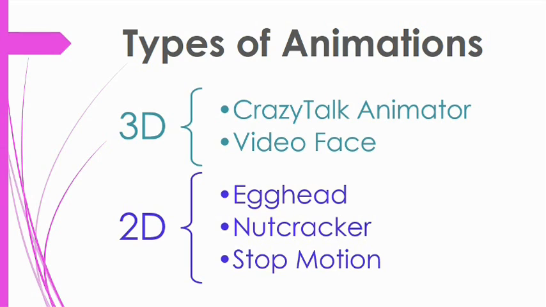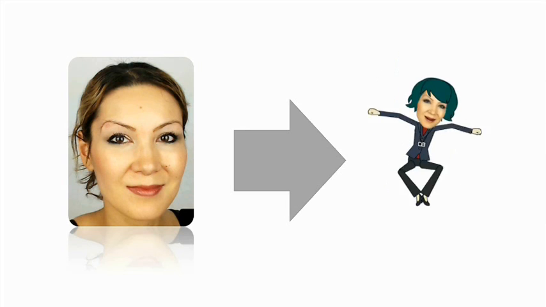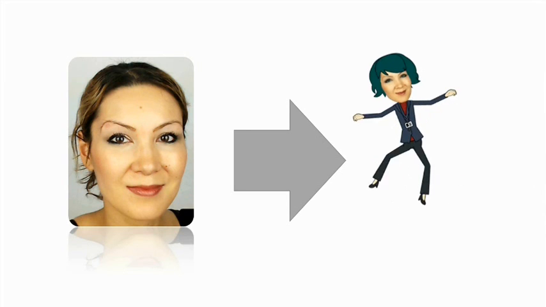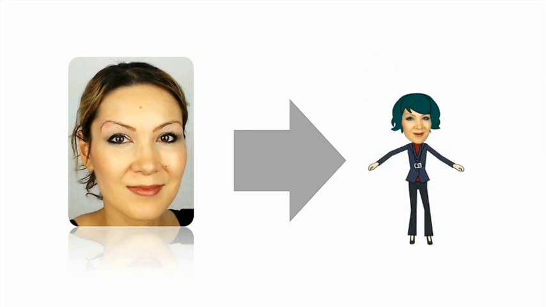So let's jump in. As a quick little demo of CrazyTalk, let me just show you how you can take a picture of yourself and make it into a simple but fun jumping character. And while I'm doing this, I'll show you some other cool features of the program as well.